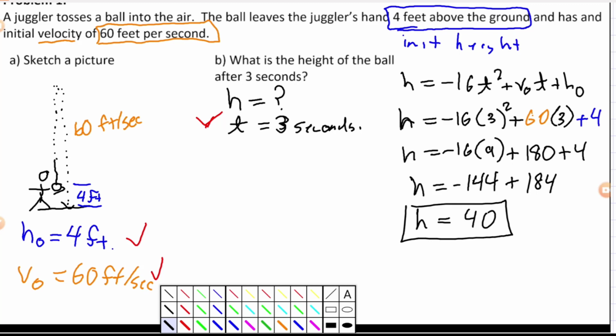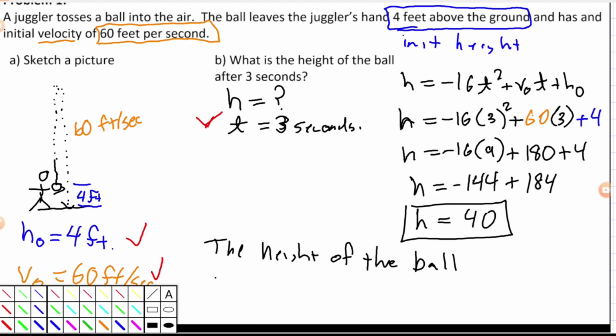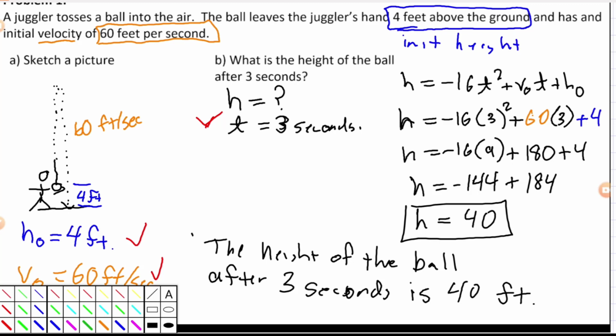Now, that's great. What does the h stand for? H is 40. So what does that tell us? The height of the ball after 3 seconds is 40 feet. Perfect, done. This is the problem.